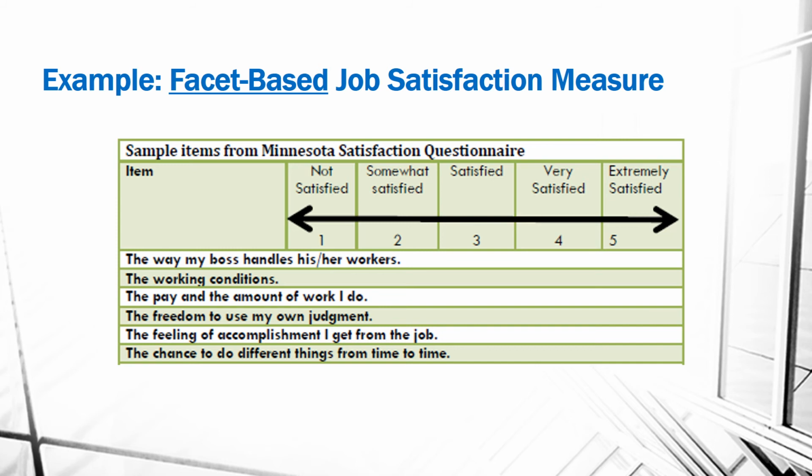These specific items come from the Minnesota Satisfaction Questionnaire, which actually consists of a long set of 100 items, as well as a short form available with 20 items. This is a copyrighted instrument. But this gives you an example of how the survey respondent can answer about their working conditions, their pay, or the chance that they can do different things from time to time, which gets at skill variety.